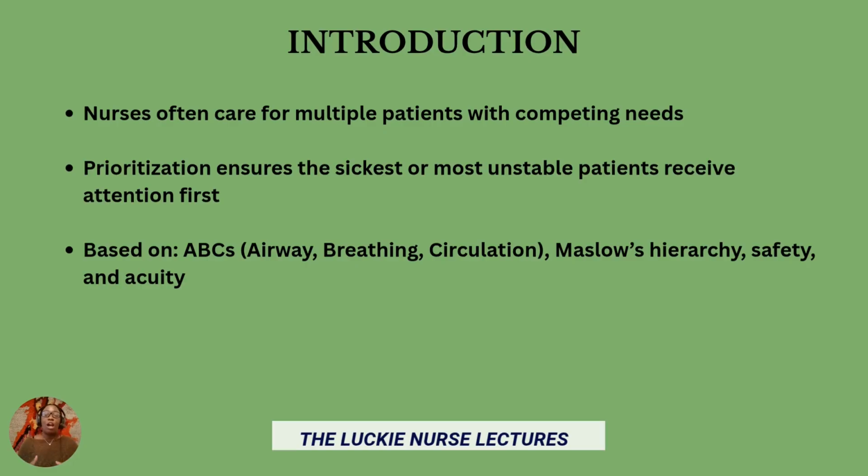So, as nurses, we're often faced with caring for multiple patients with complex and competing needs. In critical situations, the ability to quickly and accurately determine which patient requires immediate attention can literally be the difference between life and death. Prioritization ensures that the most urgent problems, such as problems having to do with airway, breathing, or circulation, are addressed first, while also considering safety of your patient, the resources that you have available to you, and potential patient outcomes.